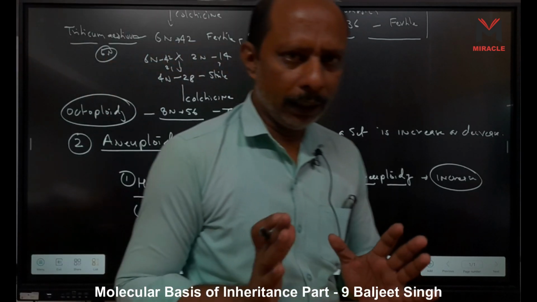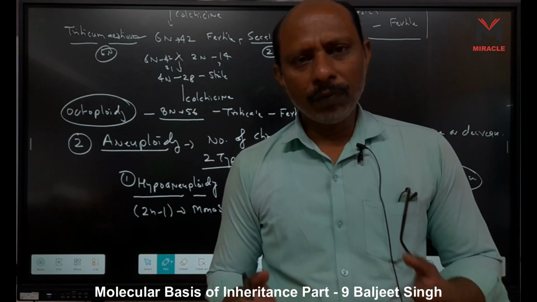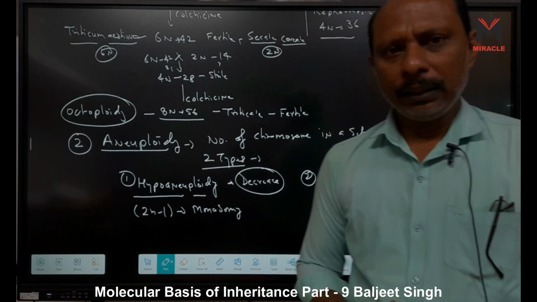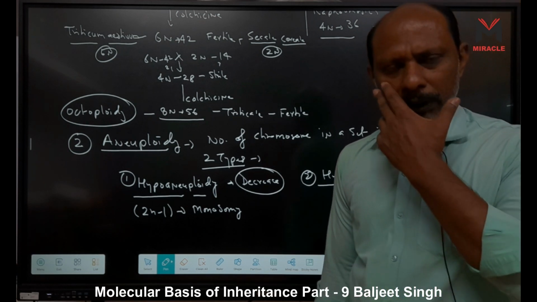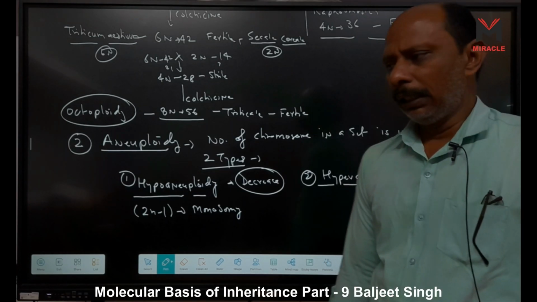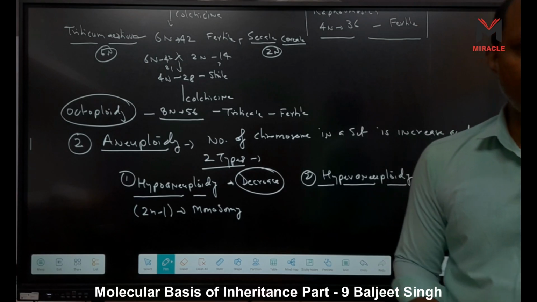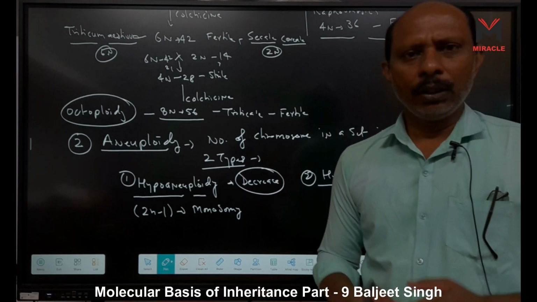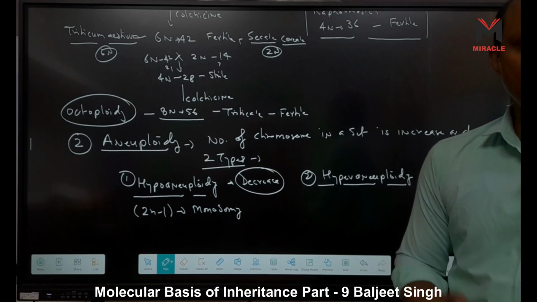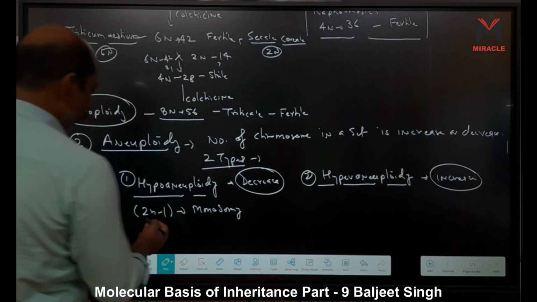Because we know in 2n what happens? One set is there, one pair is there, right? In one pair, suppose that one chromosome is absent, right? As for example, we have Turner syndrome. Turner syndrome is what? In the 23rd chromosome, one chromosome is absent. The total chromosome number becomes 45, not 46, because the 23rd pair is no more paired. It is only a single chromosome. That's why it is Turner. So it is called monosomy, and it is represented by 2n minus 1.